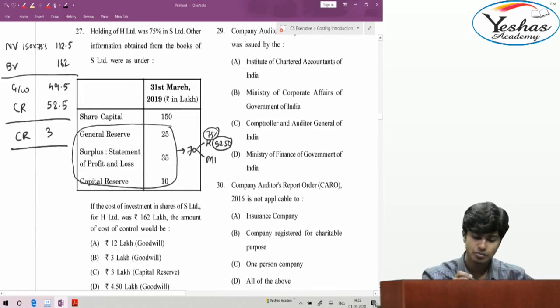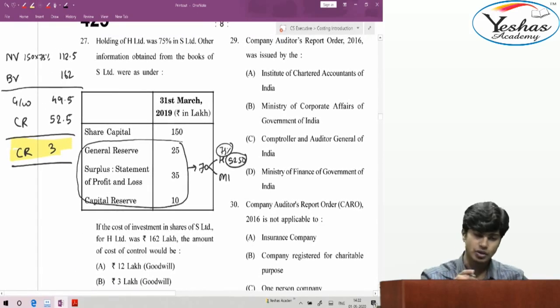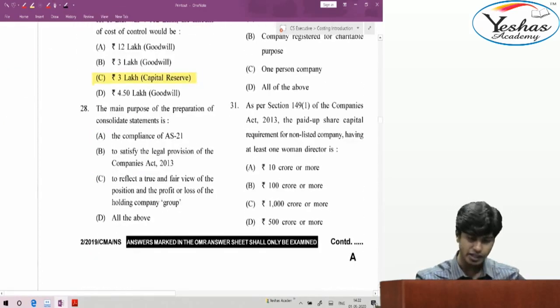So let's check the answer. Capital reserve of 3 lakhs. Option C is the answer for question number 27. So this is with respect to question number 27. Once you're done, let's go to question number 28. Let us now go to question number 28.